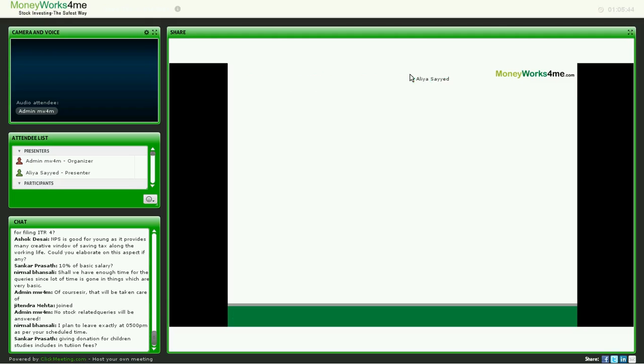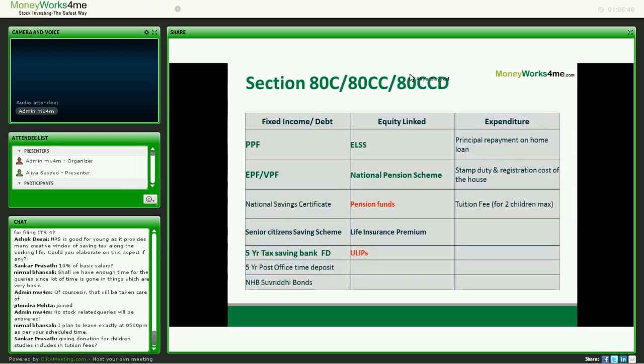So that's pretty much on section 80C, 80CCD, and 80CC. So I hope this is clear to you. This forms a major part of your investments towards tax, and I think this takes a lot of time for deciding.